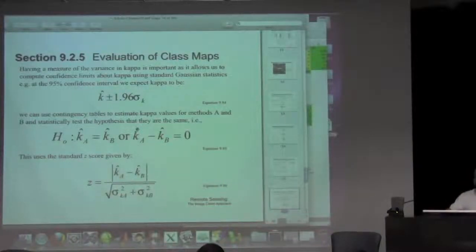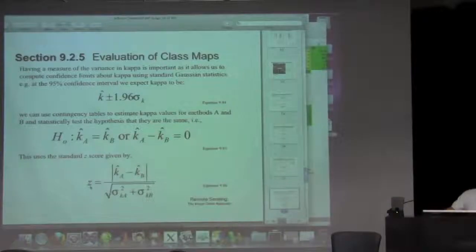And that's where a typical z-test would come into play. Our null hypothesis would be that the two kappa coefficients from two different classification techniques were equal, or that the difference between them was 0. Then your z-score for this case is the difference between the two kappa coefficients divided by the square root of the sum of the squares of the standard deviations. So a typical z-score for a two-population z-test. So you go ahead and compute z.